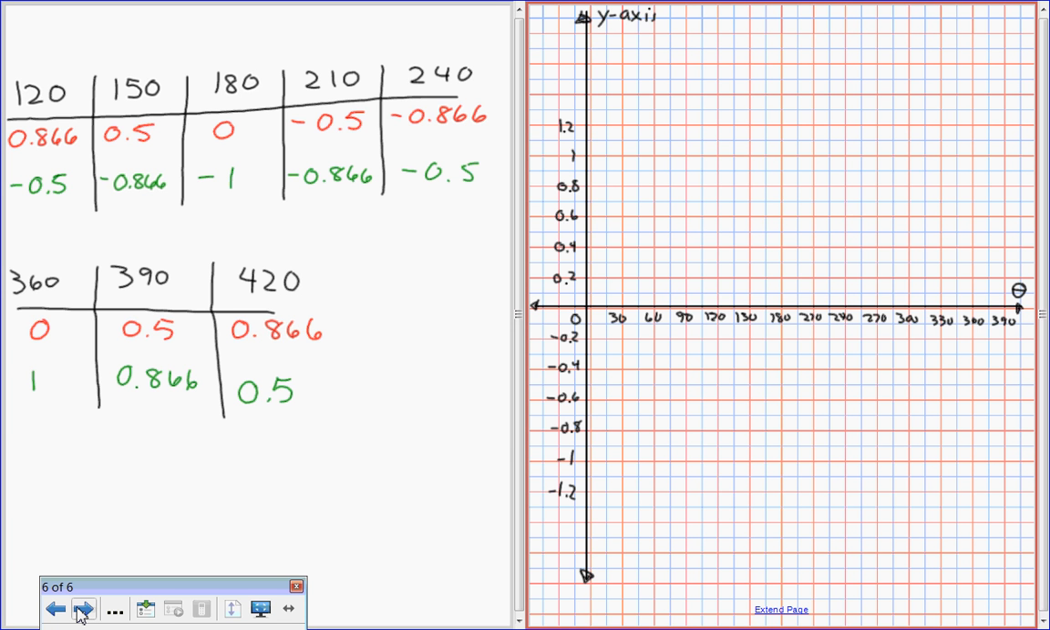Okay, I'm going to start with the graph of sine because I like it better. I don't actually play favorites. I'm going to start with red for sine. Sine of 0 is 0, so I'm going to put it right here. Sine of 30 was 0.5. Sine of 60 is going to be 0.866. And sine of 90 is going to equal 1. A nice looking graph so far.